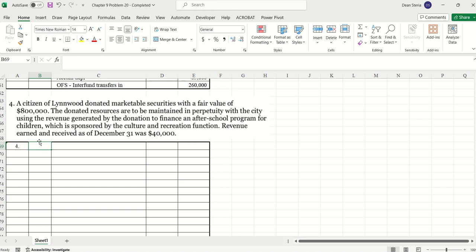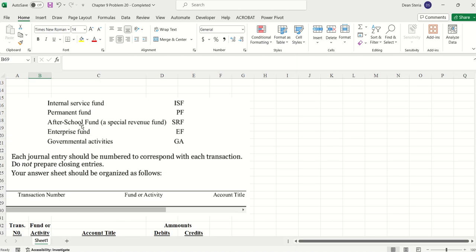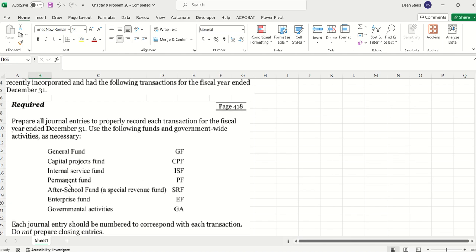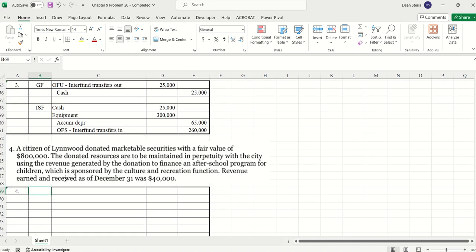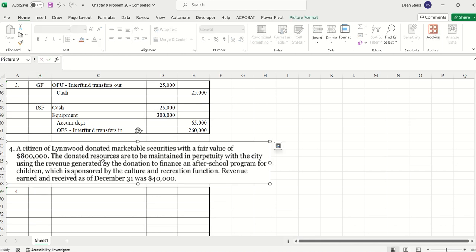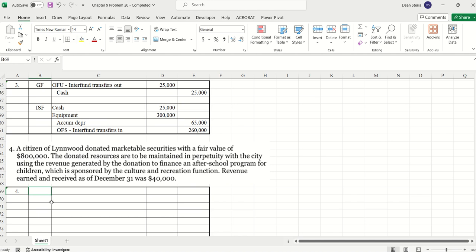We're on number 4, right? So we got, this is going to go into the, what fund is that going to go into? That's going to go into the permanent fund. Okay, it's the permanent fund because the donation of the $800,000 isn't going to change.